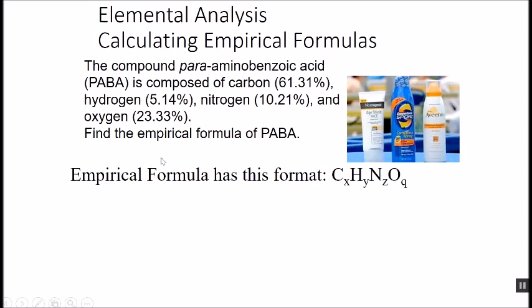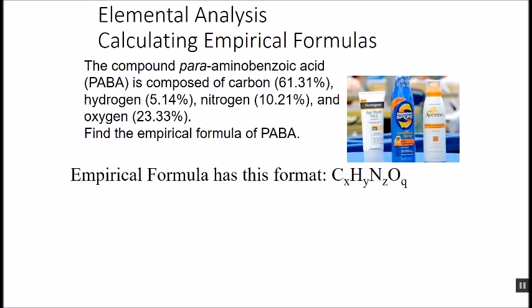Let's do this by looking at an example. Suppose you want to determine the empirical formula for para-aminobenzoic acid. So you subject it to elemental analysis and you find it's 61% carbon, 5% hydrogen, 10% nitrogen, and 23% oxygen. So if our task is to find the empirical formula, we can start by writing a skeletal structure for it, just the elements that are present. But we don't know the mole ratios yet. We'll say the mole ratios are X, Y, Z, and Q. We've got to find those out.